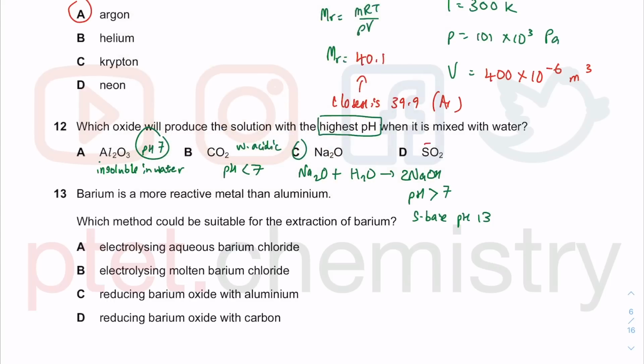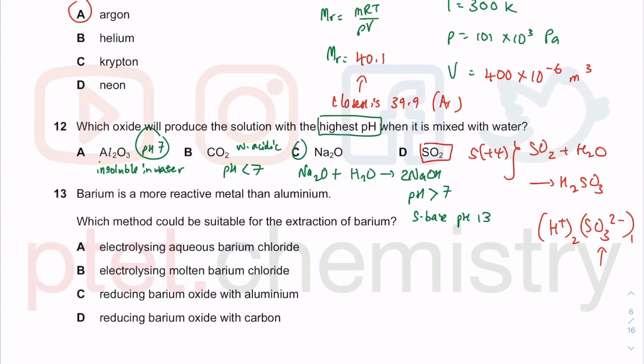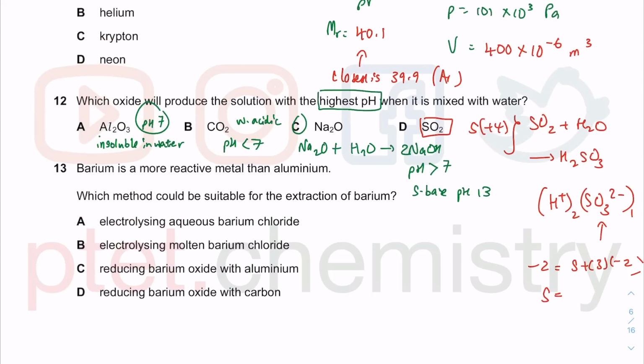SO2 on the other hand, SO2 is sulfur plus 4. When you react SO2 with water, make sure you know how to write the equation. You get H2SO3, H plus 2 of them, SO3 2 minus 1 of them. Minus 2 equal to sulfur plus 3 times minus 2. Oxidation number straight from the AS redox topic, which you must be able to do easily. So that's sulfur, that is plus 4. Because it started from plus 4, dissolving in water is not redox. You get sulfur plus 4 chemistry. That is actually going to be a strong acid. So that is pH around 2 or 3.